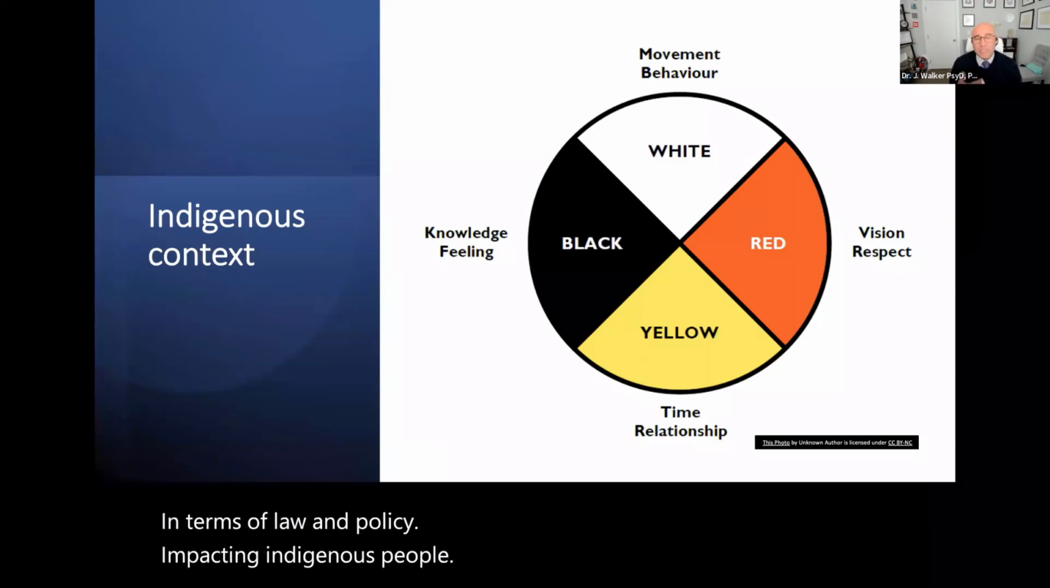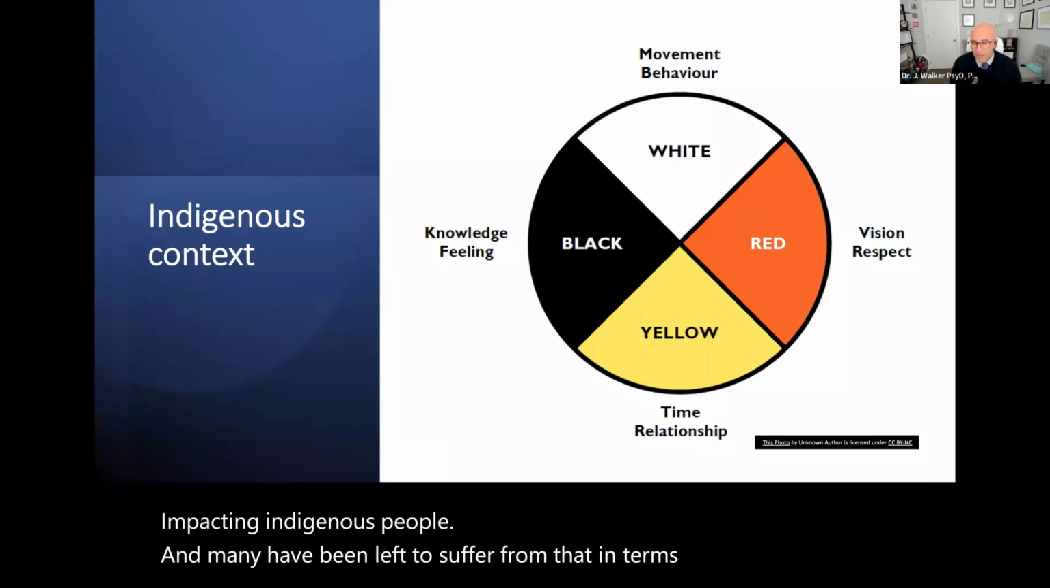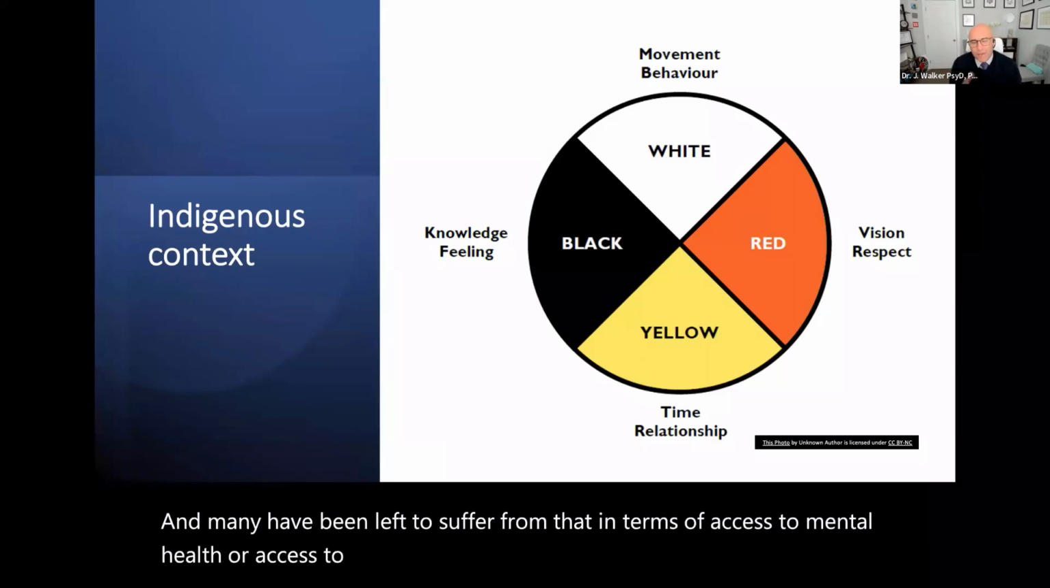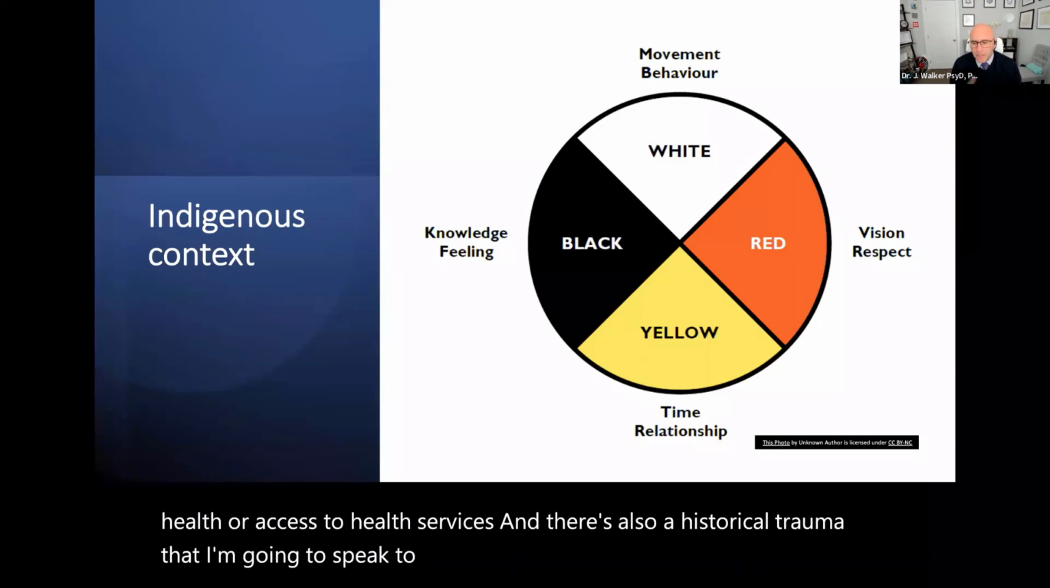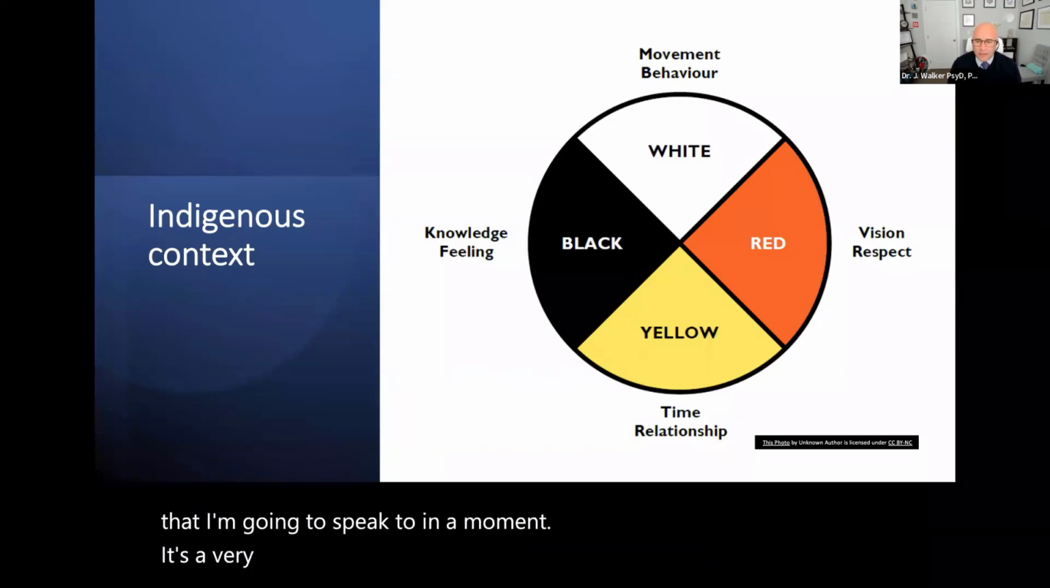And many have been left to suffer from that in terms of access to mental health or access to health services. And there's also a historical trauma that I'm going to speak to in a moment. It's a very dark side of Canadian history.